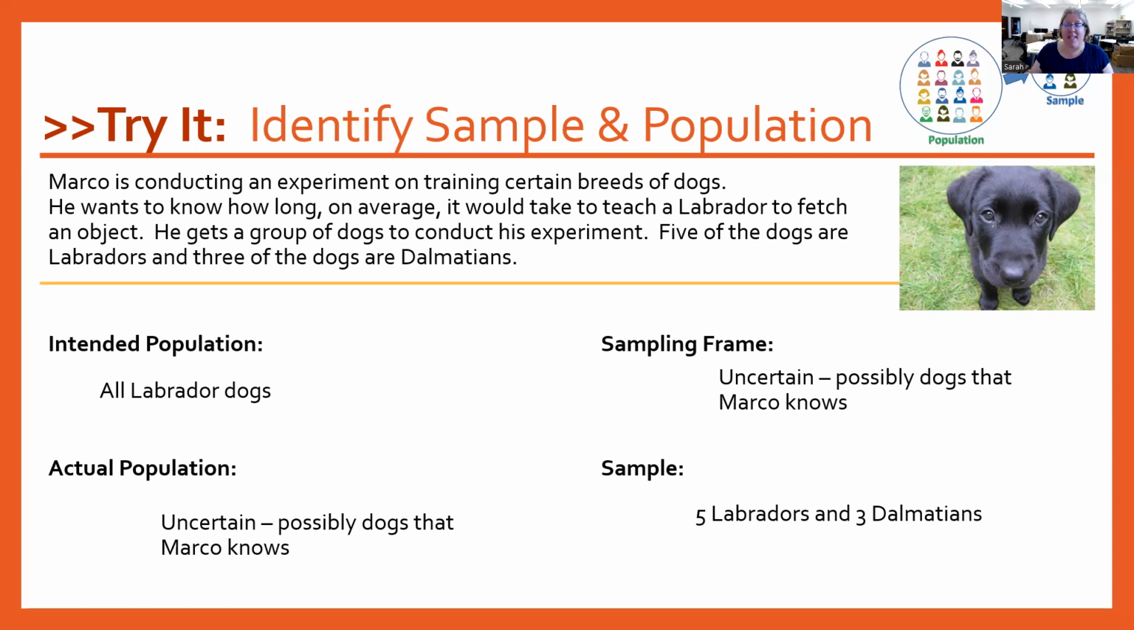My best guess is that these are probably dog owners that Marco knows, and he talked them into letting him borrow their dogs. So this is definitely going to have some issues. Maybe Labs and Dalmatians have similar temperaments and can be trained similarly, but that has to be established. And so you're going to have a really hard time in this experiment using these results to apply them to labs without a lot more work. So there's a lot of problems with this particular one.